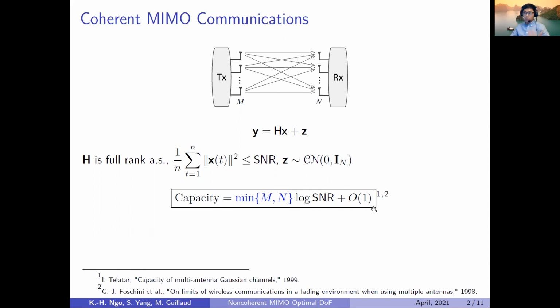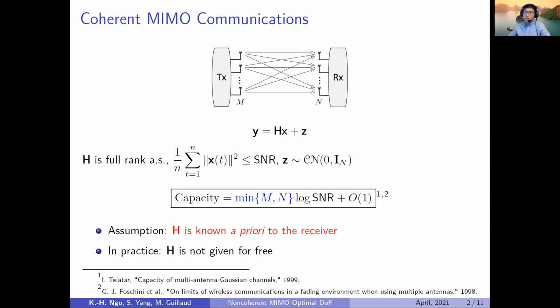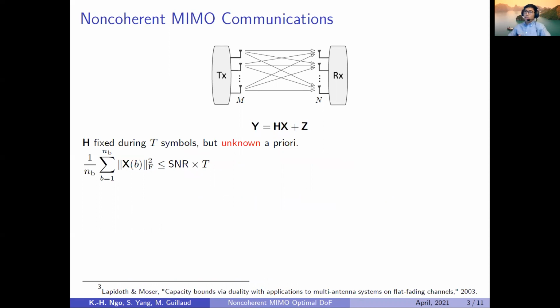This result is awesome because it says that we can actually scale up the capacity just by adding more and more antennas. However, this result relies on an important assumption: the channel matrix should be known a priori to the receiver. But in practice, the channel matrix varies over time and it is not given for free. We have to estimate it and then use it to communicate coherently, or we have to communicate without the knowledge of the channel matrix.